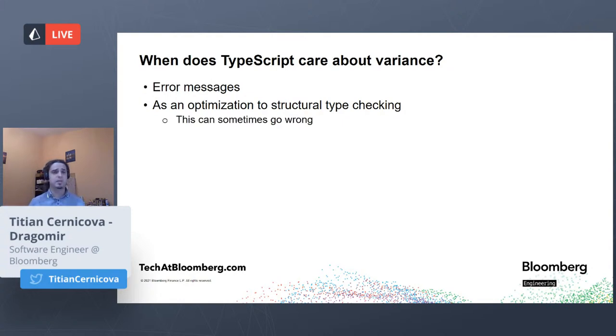Now this can sometimes go wrong, and I've actually reported recently a bug that is specifically about this. If you search for it, you'll see it's very interesting in my opinion. But generally, this is something that TypeScript does, and if you build a strictly covariant or contravariant type, it will actually be faster in checking that.